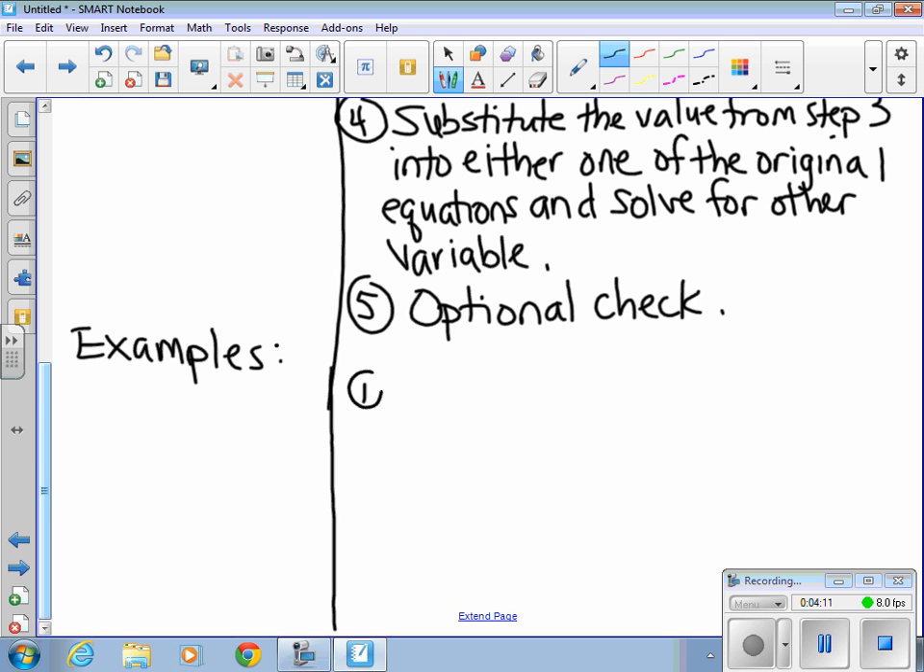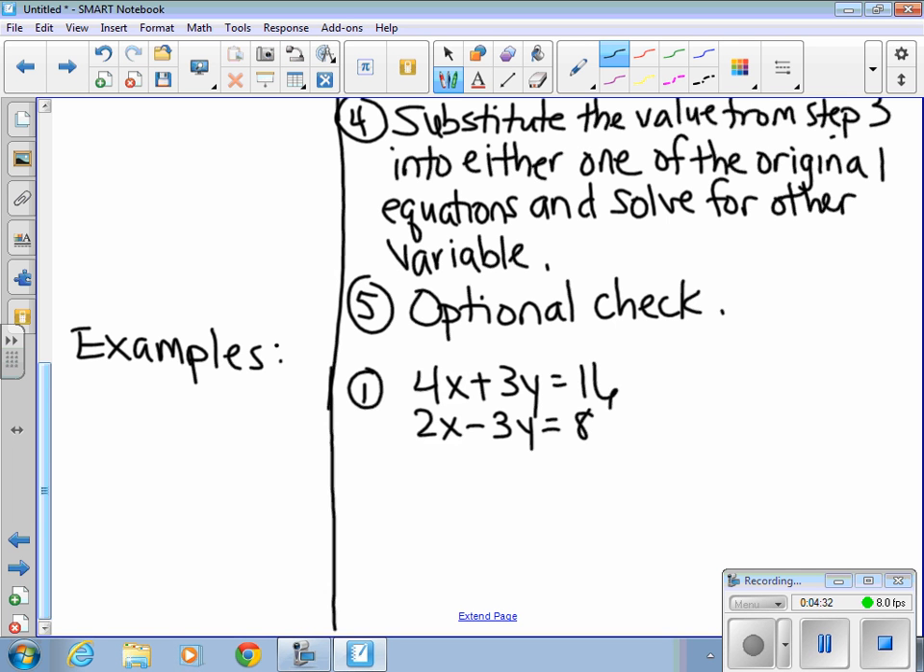All right, so the first example, or the first system that I'm going to have you dealing with, is 4x plus 3y equals 16, and 2x minus 3y equals 8. All right, step one says to make sure that they're lined up in columns, x over x, y over y, constant over constant. This one is lined up, so there's no step one to do.